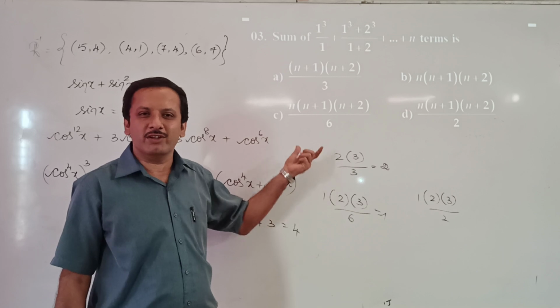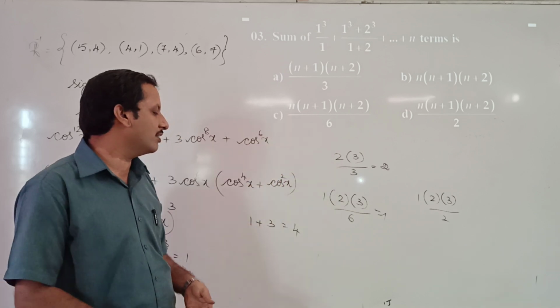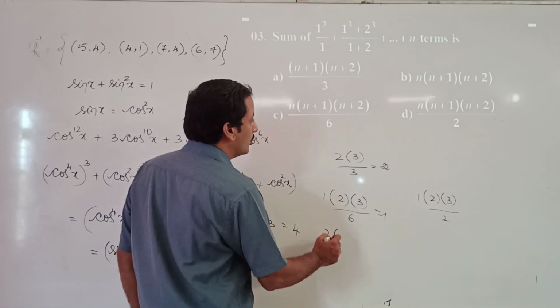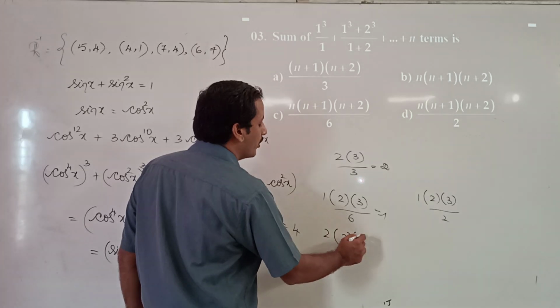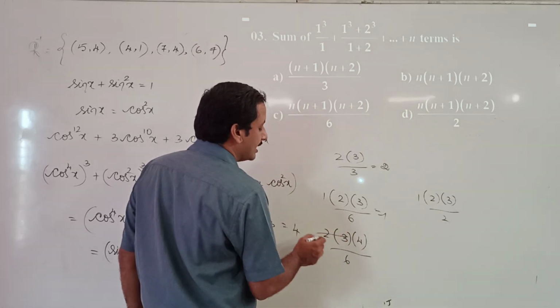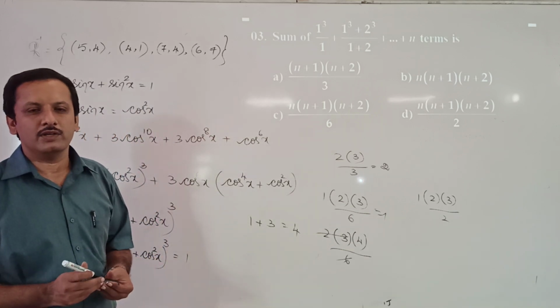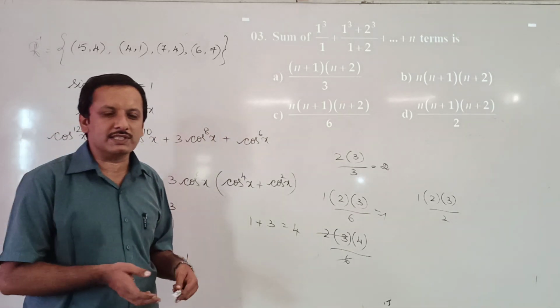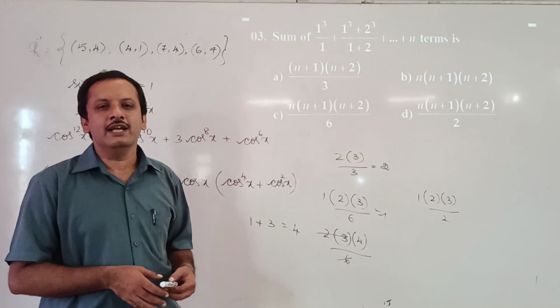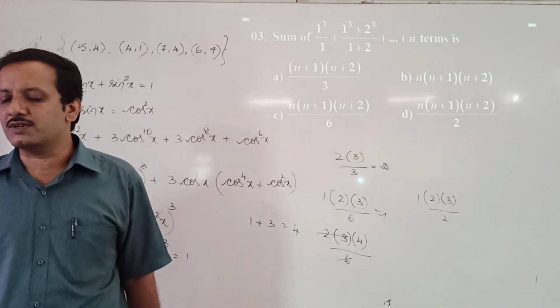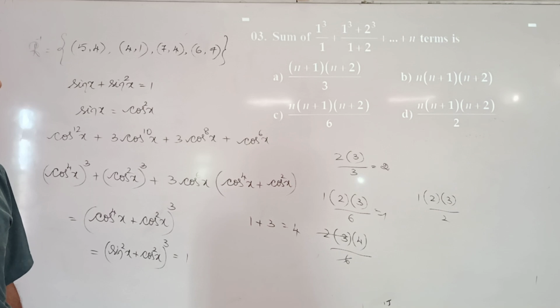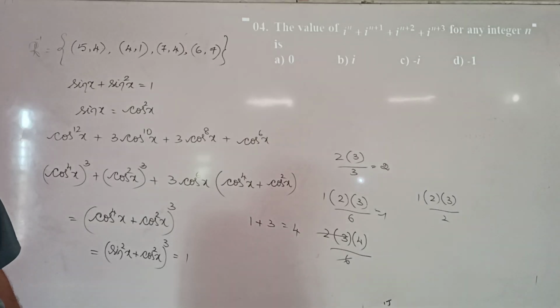Here, as I know that option C is the answer, I directly put n equal to 2 there. That will give you 2 into 3 into 4 divided by 6. 3 into 2 is 6, 6 gets cancelled, so you will get 4. In that way, you will get the answer. If that also doesn't work out, then put n equal to 3 and consider the sum of the first 3 terms. Okay.